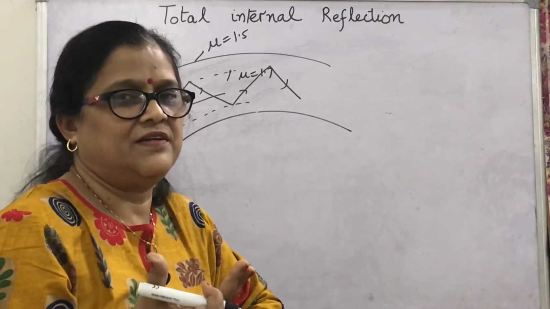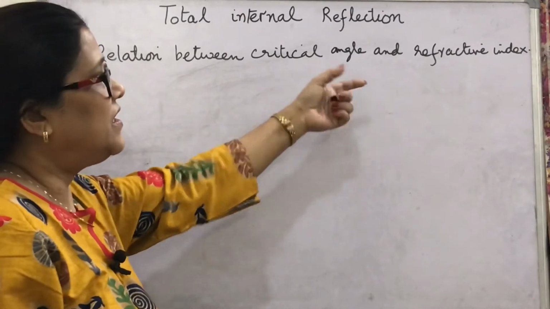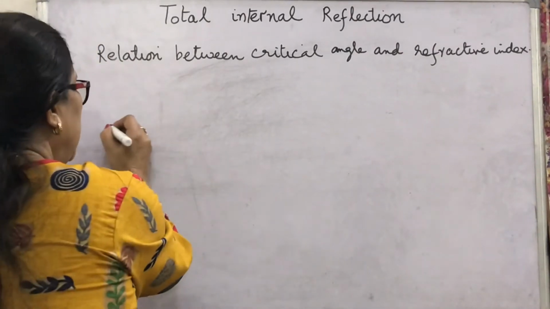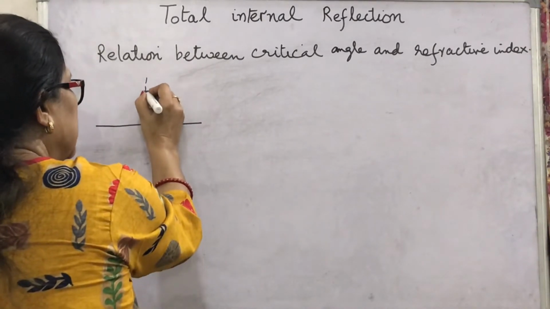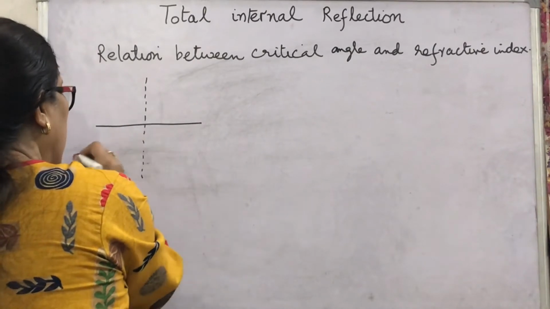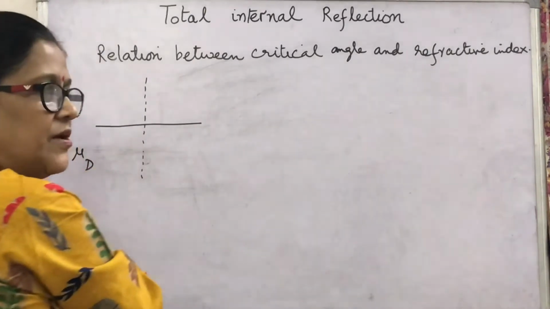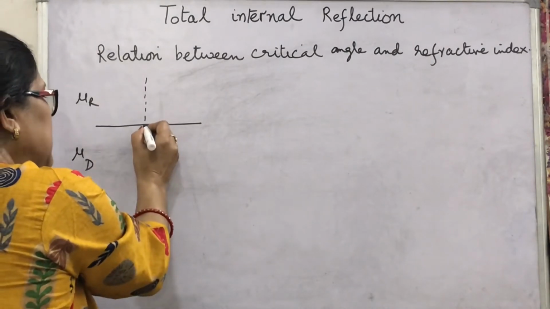Now we will see what is the relation between critical angle and refractive index. As we have seen, for TIR to take place, the ray should go from denser to rarer medium, and the critical angle is that angle of incidence in the denser medium for which the angle of refraction in the rarer medium is 90 degrees.